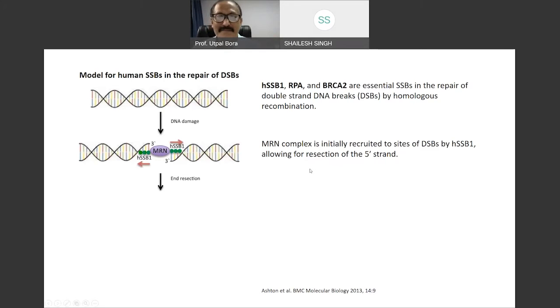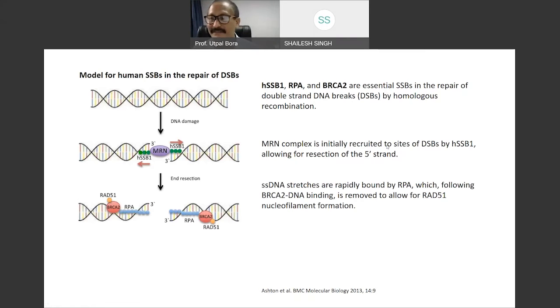And you know that MRE11 has nuclease activity. So this will facilitate the resection of the 5' strand. It will start chewing the DNA from the 5' end, right? Now, these single-strand DNA stretches are rapidly bound by the next player, the RPA. Following this, BRCA2 will be recruited, and after that, RPA is removed to allow for RAD51 nucleofilament formation.